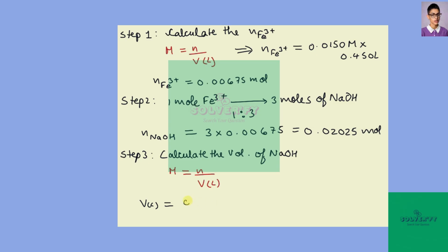It is equal to the number of moles, which is 0.02025 mole as calculated in step 2, divided by the molarity of the NaOH which is given in the question, and it is 1.28 molar. So by calculating, we'll get the volume in liters. So here it is 0.01582 liters. So this is the volume of NaOH.